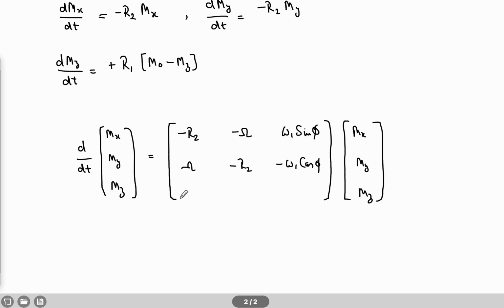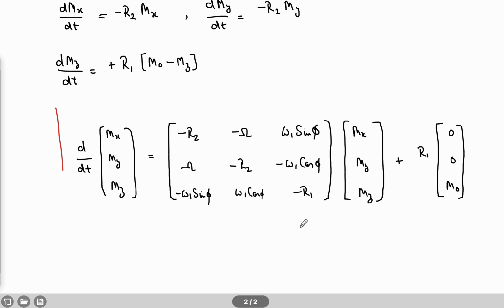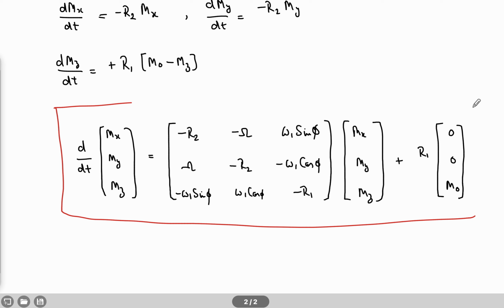Now for mz, this is minus omega 1 sine phi, omega 1 cos phi, and here it is minus R1. Okay, plus there is R1, because there was M0 minus MZ, so this will be M0 over here. So this is another form of writing the same thing. These are called the Bloch equations.